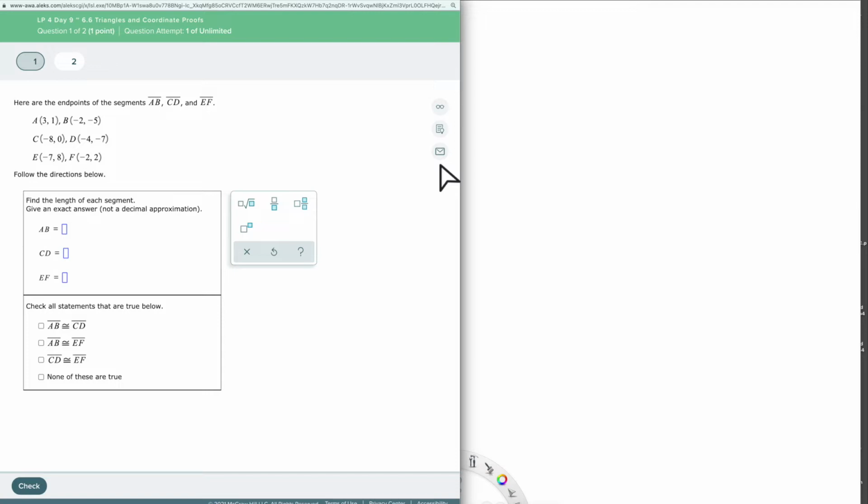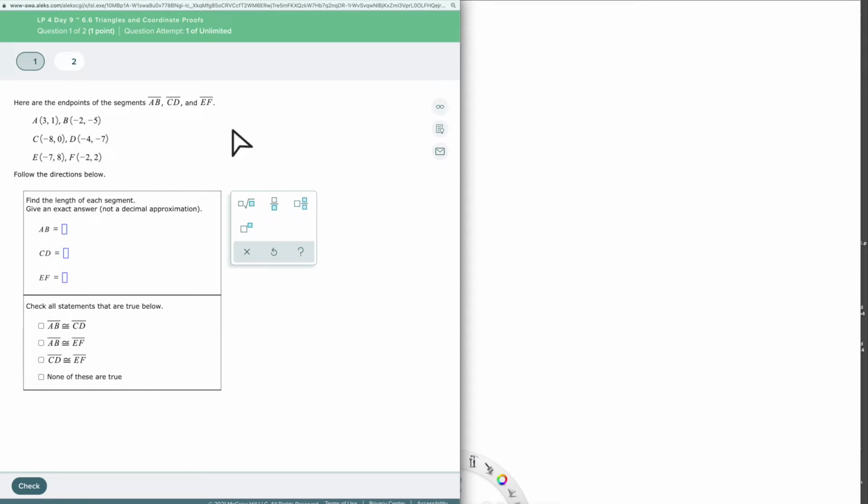All right, so let's go ahead and look at this specific problem here. We have here the endpoints of the segments AB, CD, and EF. So here we see the coordinates. Follow the directions below. Find the length of each segment, which is why we're going to use the distance formula. And then check all statements that are true. We want to decide which ones are congruent to each other. So if you notice, it's boxes, which means that we could have more than one, or we can have none of them be true. It just depends. We get to go through and check them all.